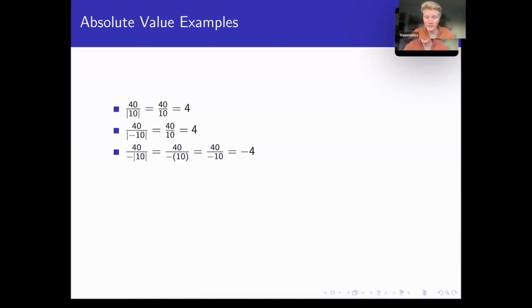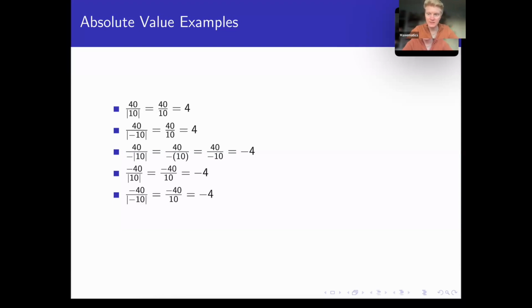Okay, negative 40 divided by absolute value of 10. Absolute value of 10 is 10, but negative 40 divided by 10 is negative 4. Negative 40 divided by absolute value of negative 10. Do not try and cancel out these negative signs. This negative sign is stuck inside this absolute value. Well, absolute value of negative 10 is 10, and negative 40 divided by 10 is negative 4.